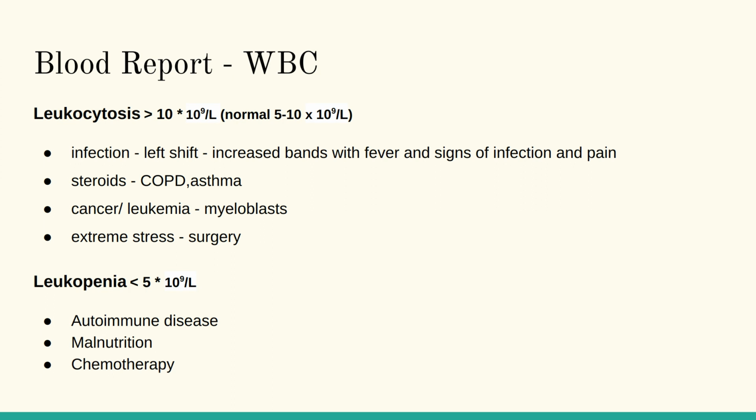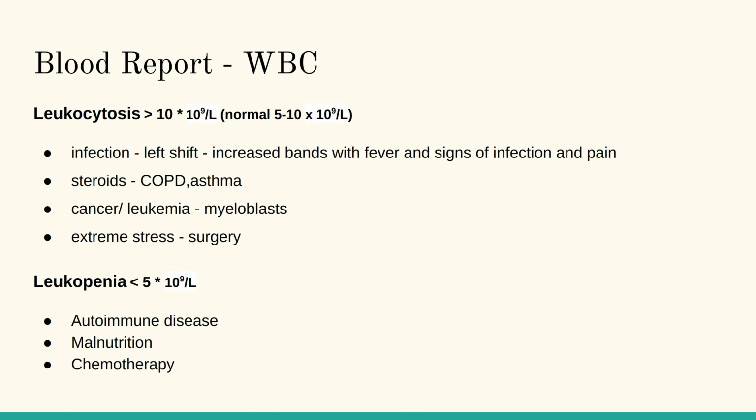This is usually seen in four main categories. First one would be infection. In infection, there is a left shift in leukocytosis, which will increase the band neutrophils, and also this is accompanied with fever and signs of infection and pain. Steroids. Certain patients like COPD patients and asthmatic patients are on steroid medications, and these steroid medications can cause leukocytosis. Even overdosing of steroids can cause leukocytosis.